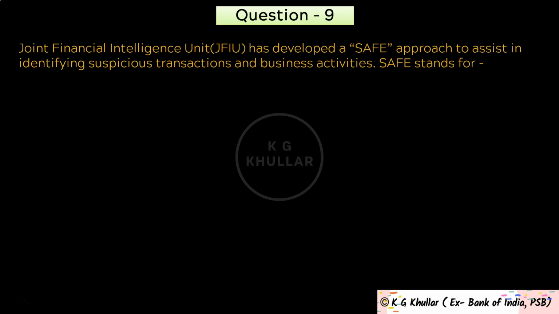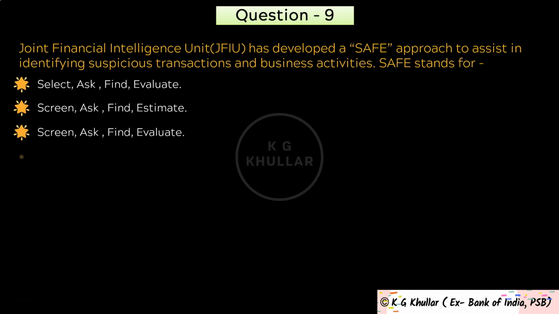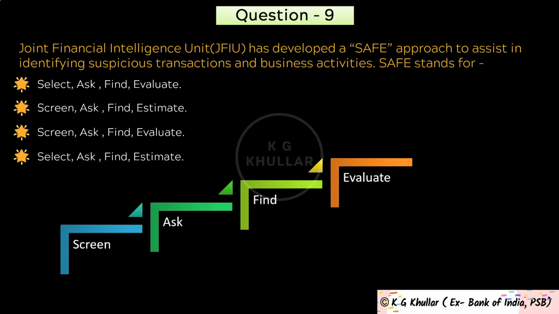Next question is, Joint Financial Intelligence Unit, that is JFIU, has developed a SAFE approach to assist in identifying suspicious transactions and business activities. And these answer choices are given to you. Now friends, this we have learned in previous theory lecture. Please recall that SAFE stands for, S stands for screen the customer and transaction for suspicious activity indicators. Then A stands for ask the customer appropriate questions to clarify suspicious circumstances. Then F stands for find out whether the transaction is commensurate with what is expected from the customer by reviewing the information already known to the customer.